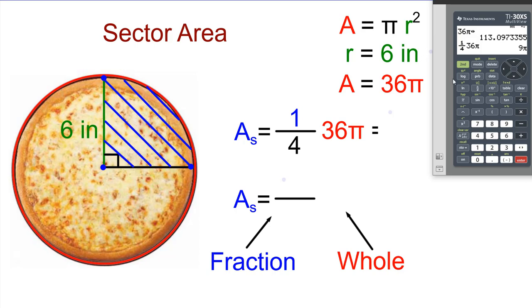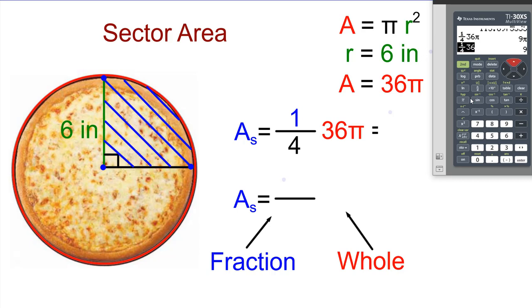Now, if you're using your phone or a calculator that doesn't leave it in terms of pi like this, then just leave pi out of the equation. So if I do the same thing, and I just do 1/4 times 36, and notice I just leave the pi out, it's going to give me just 9, right? And then add the pi into it at the end.